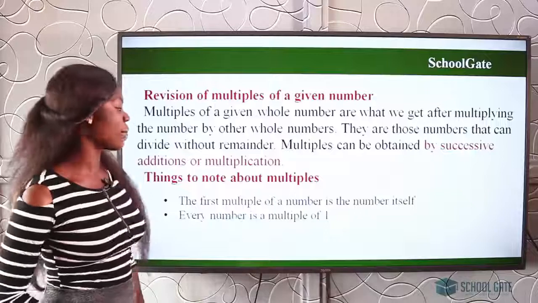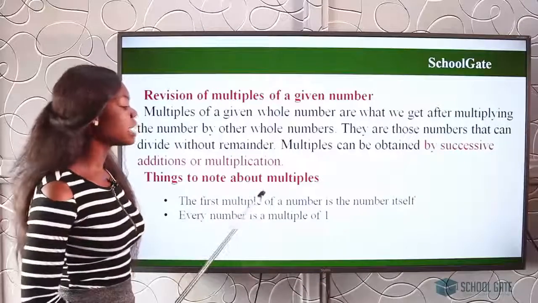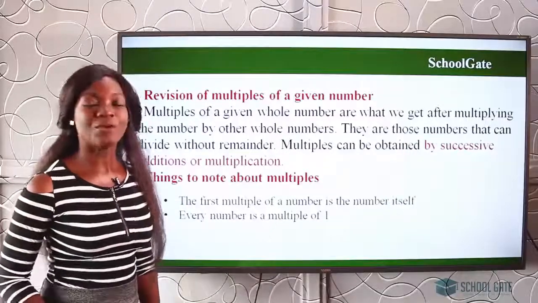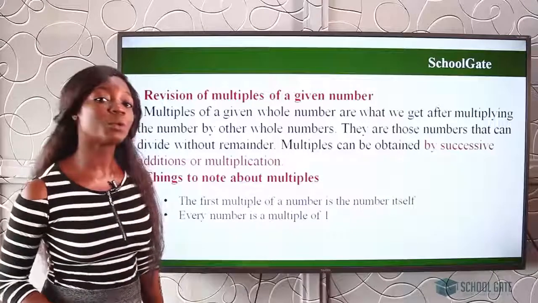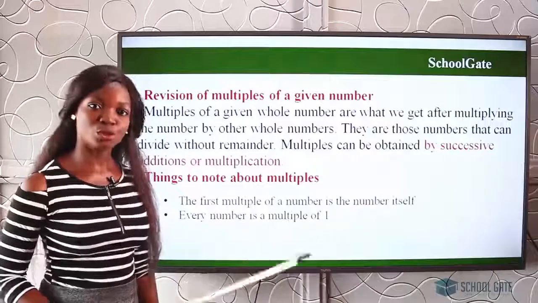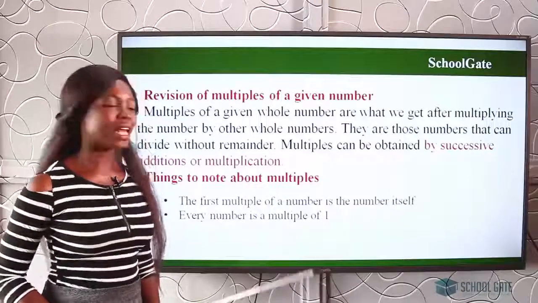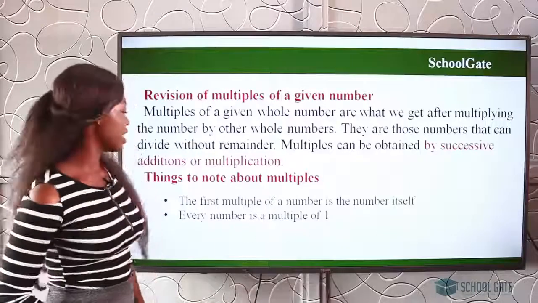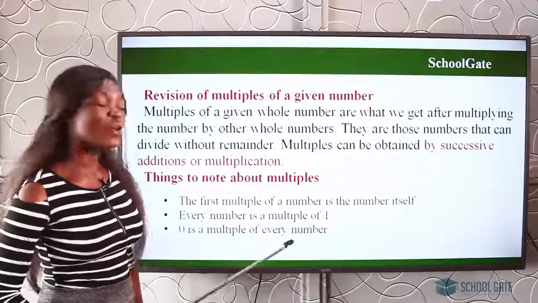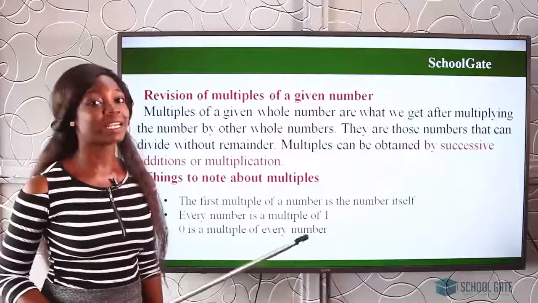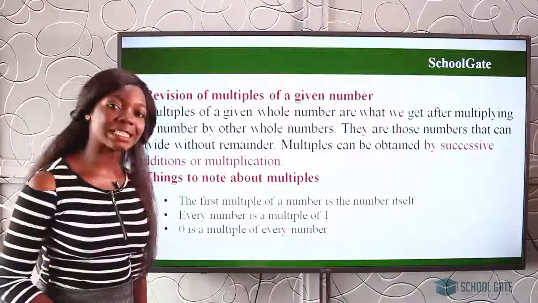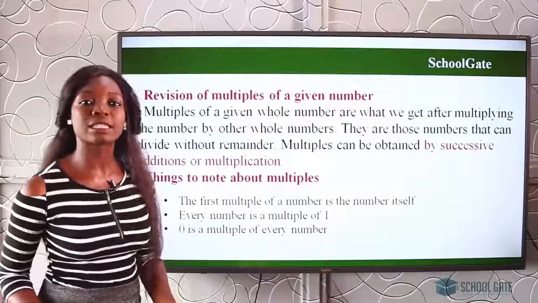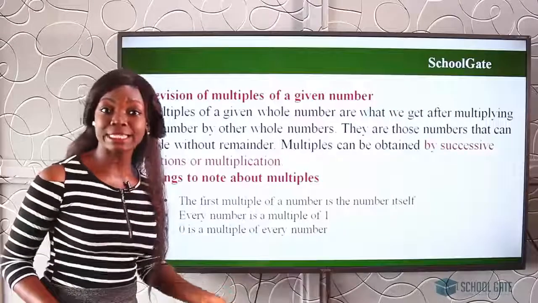Another thing to note about multiples is every number is a multiple of 1. For example, when you're given a question to find the multiples of 1, you start with 1, 2, 3, 4, 5. That's what this sentence means. And then 0 is a multiple of every number. For example, when you're asked to find the multiples of 6, you can start with 0, 6, and then you continue.